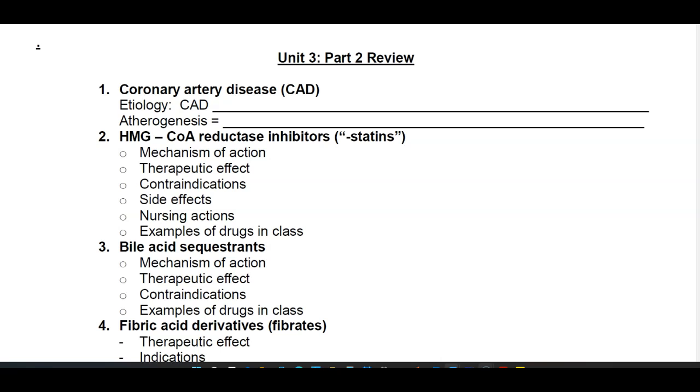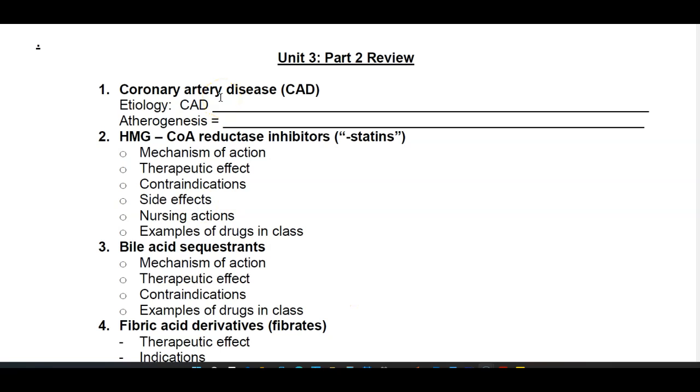Now, another contraindication is liver failure or liver dysfunction, or somebody who has elevated liver enzymes. So as we know, this affects the liver. Therefore, there is a likelihood that if somebody is already having liver problems, it can actually make it worse.